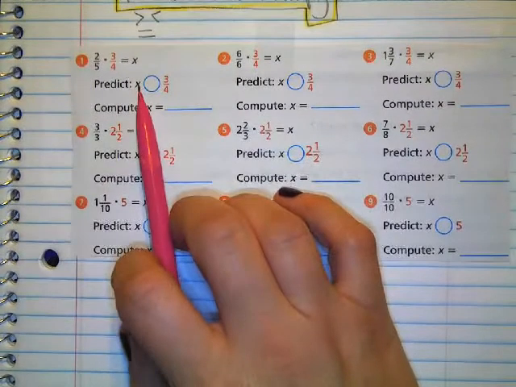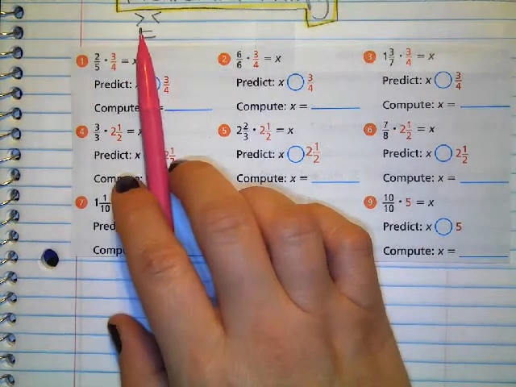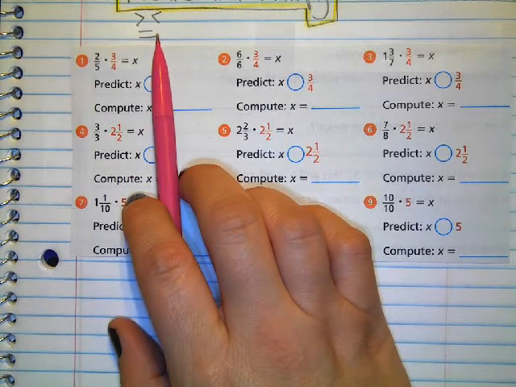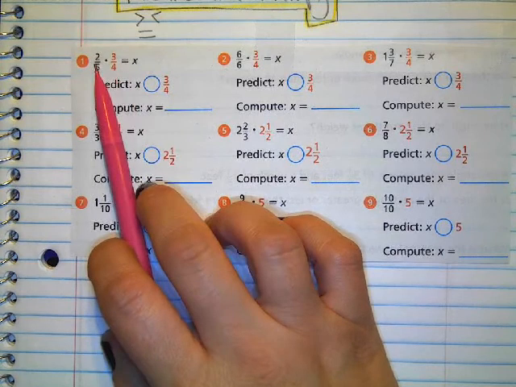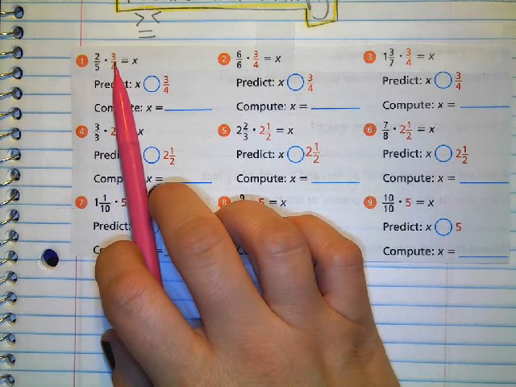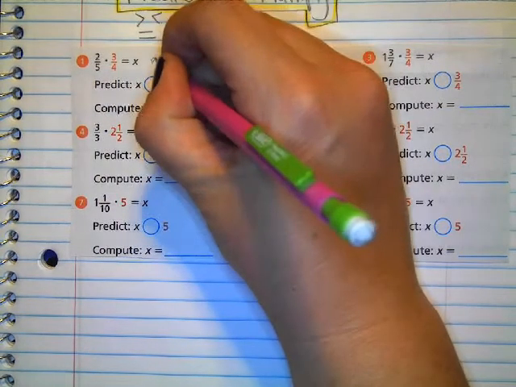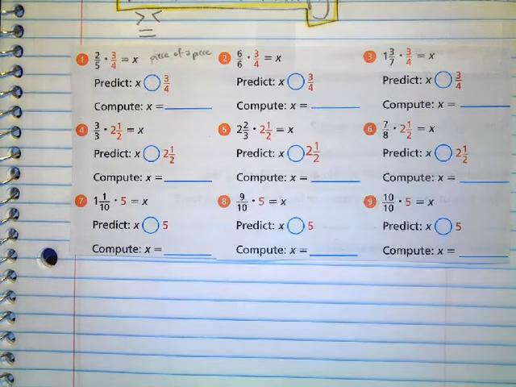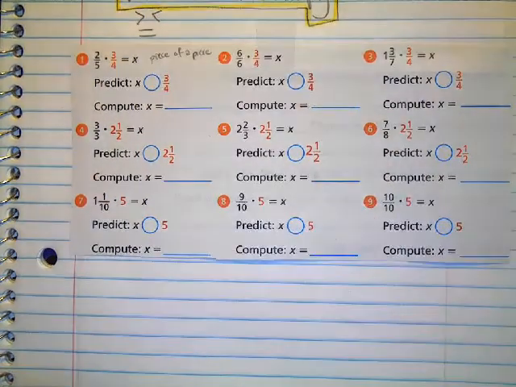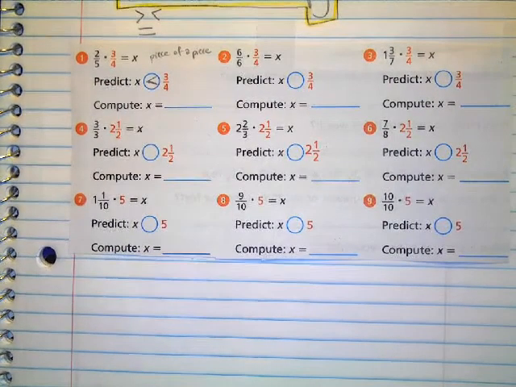Okay, so we're going to predict for this. They're asking us to say, will the answer be greater than, less than, or equal to 3/4? So if I take a fraction and multiply it by a fraction, I want you to think through what that meant. A fraction by a fraction means a piece. Go ahead and write this. A piece of a piece. So we know that it's going to be less than. It's going to be smaller.